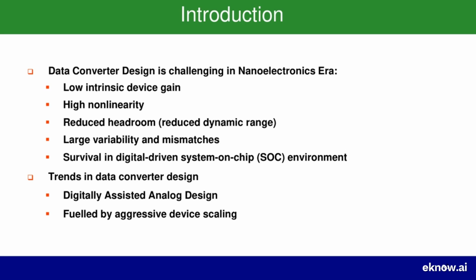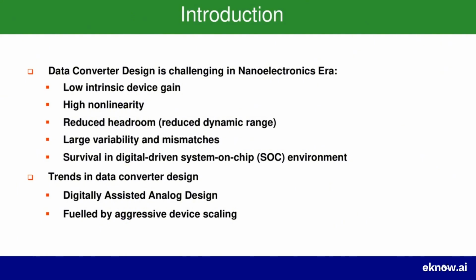Let's look at the specific challenges listed here. The first is low intrinsic device gain. Intrinsic gain is a measure of the maximum possible amplification you can get from a single transistor. As transistors get smaller, this intrinsic gain drops significantly. Why does this matter? Well, data converters are built using amplifiers. If your basic building block, the transistor, is less effective at amplifying, you need to use more complex and clever circuit techniques to achieve the desired performance, which can introduce other problems.